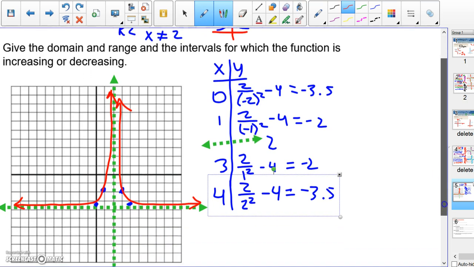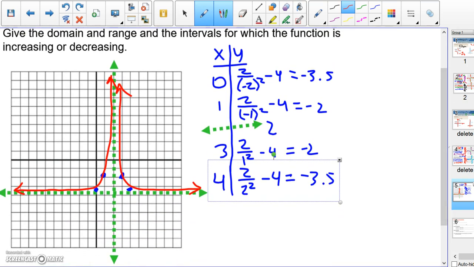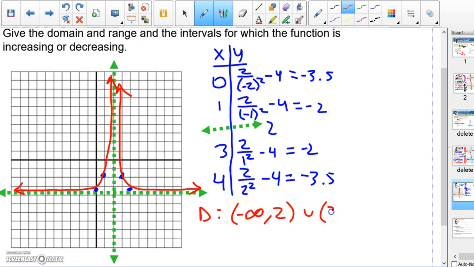Now we have to find the domain and the range. So domain, remember domain, we're going to squish it on the x-axis. Everything's covered there except for 2, so negative infinity to 2, unioned with 2 to positive infinity. Now the range is a little bit tricky. You want to think it's all real numbers, but it's not all real numbers. If you squash that onto the y-axis, you're only talking about up here. Okay? The range is only going from negative 4 to positive infinity.